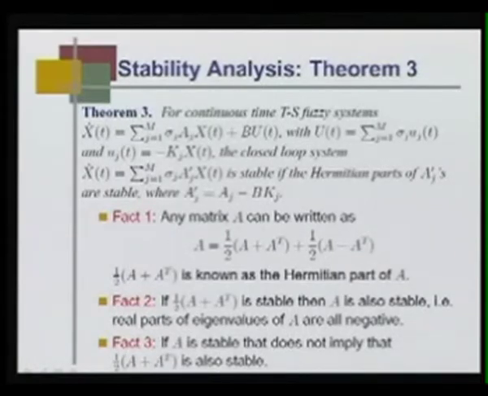Fact 1: any matrix A can be written as A equal to half of (A plus A transpose) plus half of (A minus A transpose). Half of (A plus A transpose) is known as the Hermitian part of A. This is the Hermitian part. You can easily see that in the total, this will cancel out, so 2A by 2 is A, but this is the Hermitian part, and this is the non-Hermitian part. Fact 2: if half of (A plus A transpose) is stable, then A is also stable, that is, the real parts of the eigenvalues of A are all negative. Fact 3: if A is stable, that does not imply that half of (A plus A transpose) is also stable. The reverse is not true. If this is stable, then I can say A is stable, but if A is stable, we cannot say A plus A transpose is also stable.